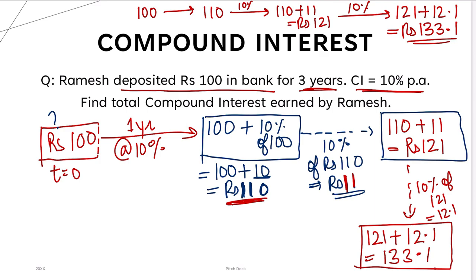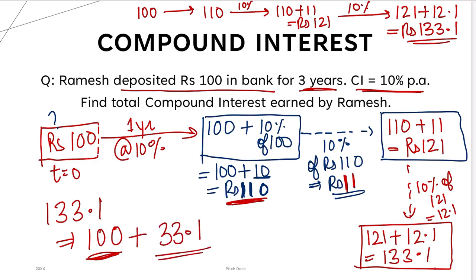Now, we will see what the formulas for compound interest are, right? So, again, if you see, in this 133.1, what is the original principal? Original principal he will get back, 100. But what is the interest he has got now? 33.1 is the total interest he has got for 3 years. But in simple interest, he has 30 rupees of simple interest, right? Now, I hope the distinction is clear.